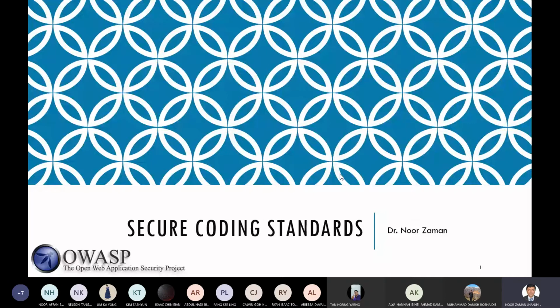You remember that we discussed how we can manage the threat model, how we can go with the risk assessment, how and when we can collect the requirements, how we can analyze them, what the security requirements are, and what the secure architecture is.